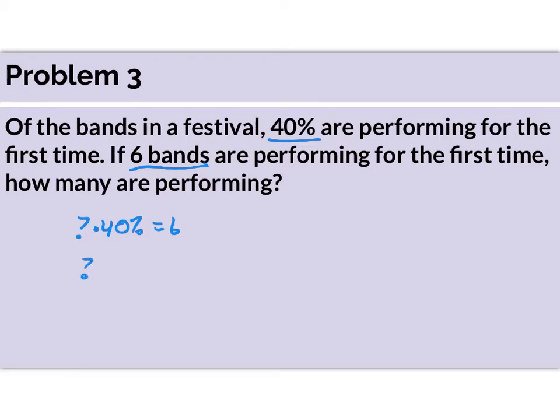So how many times 0.4 equals 6. Divide everything by 0.4 so they cancel out. Question mark equals 6 divided by 0.4. Make that a whole number. That goes in once, and 4 goes into 20 five times. So out of 15 bands, 6 is 40% of 15.